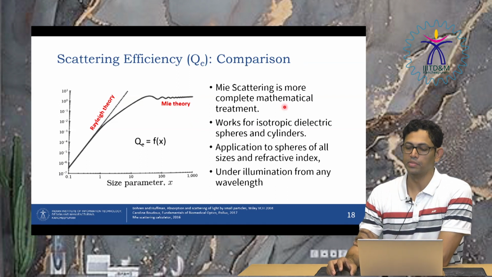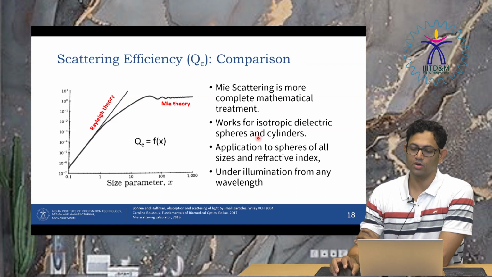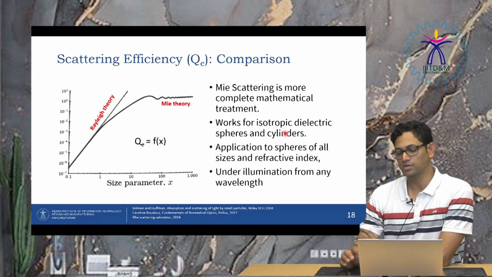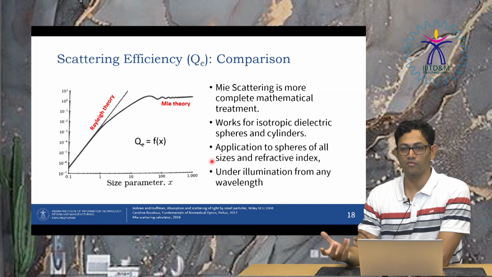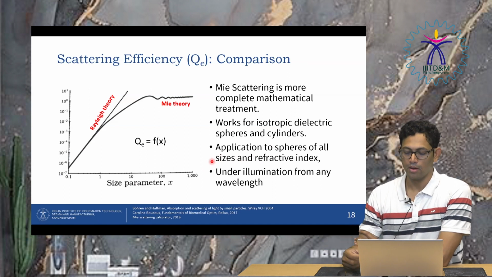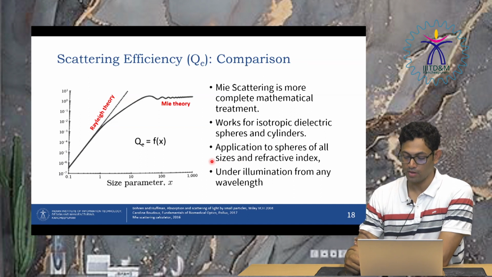So why is it a more complete mathematical treatment? It works for isotropic dielectric spheres and cylinders. It can work for spheres of all sizes and refractive indexes and under illumination from any wavelength, right? So it's more complete in the sense of accuracy.